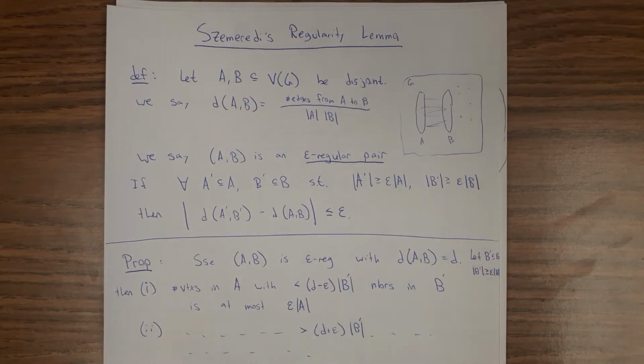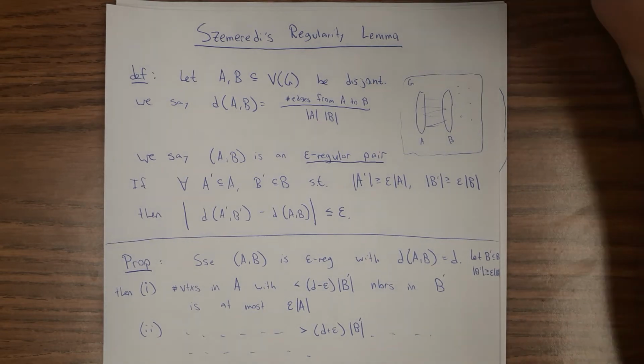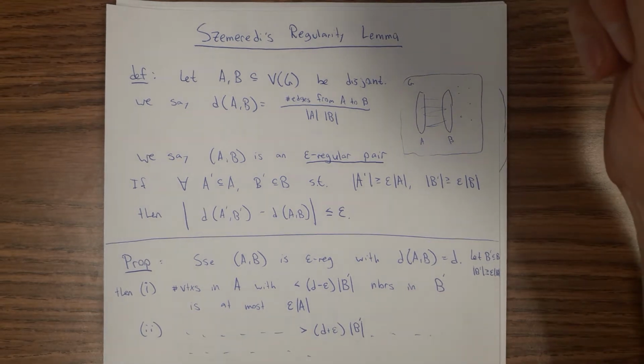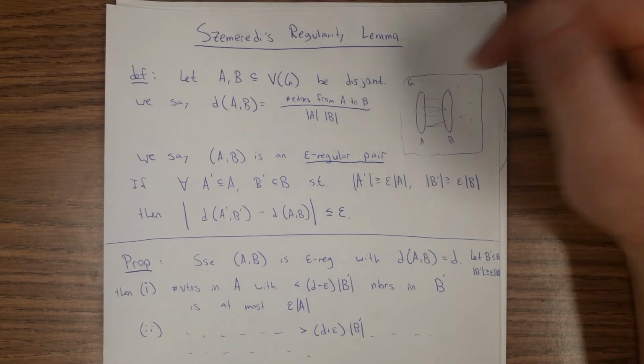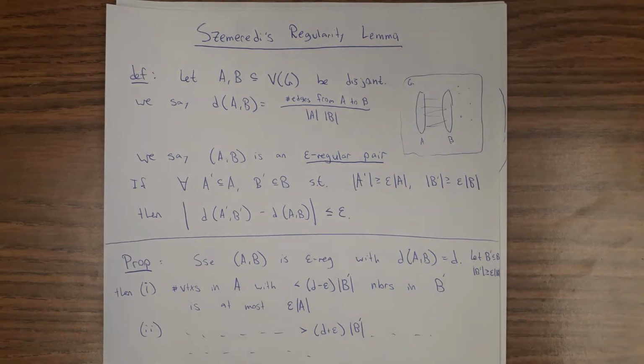So I'm going to introduce Szemerédi's regularity lemma. This takes some definitions. First, let me define what an epsilon regular pair is. Let's consider two sets of vertices A and B that are disjoint in a graph.